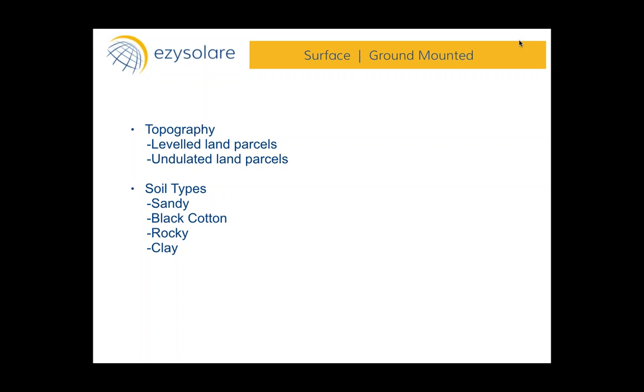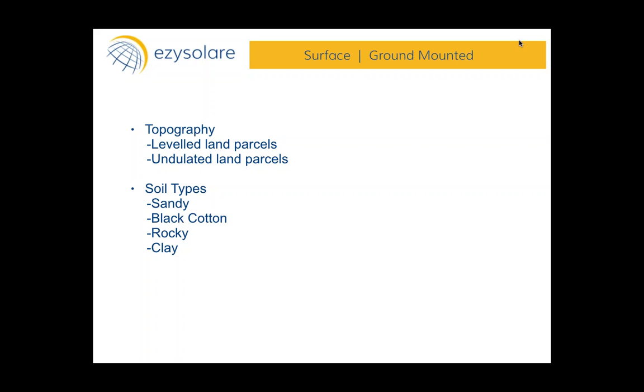Second is on the soil types. Four prominent ones we have taken here: sand, black cotton, rocky, and clay. Black cotton has been one of the biggest problems for structures when it comes to execution, because immediately after rains this soil becomes a really messy thing for the project. So this is the categorization where we have arranged them from highest to lowest.